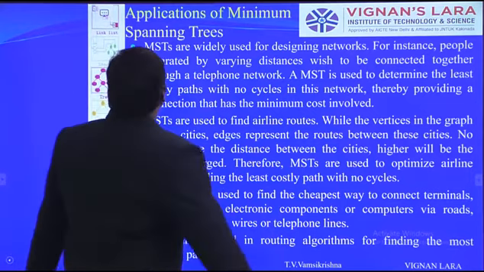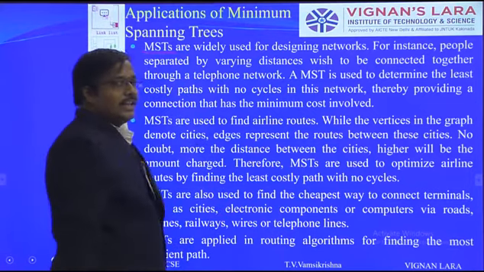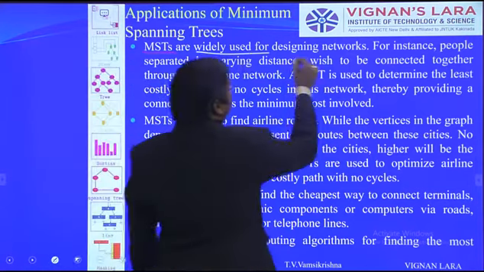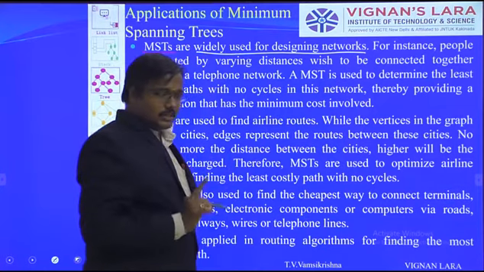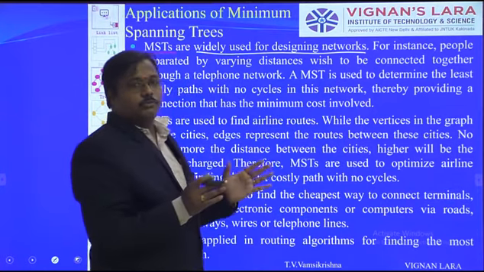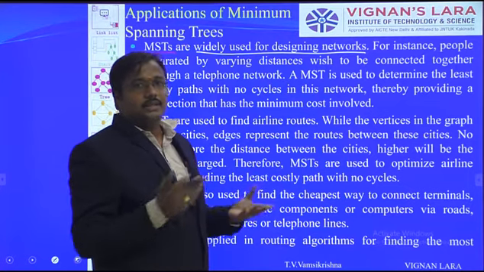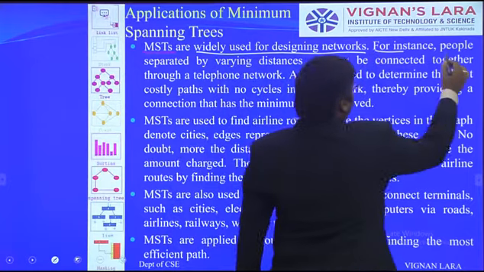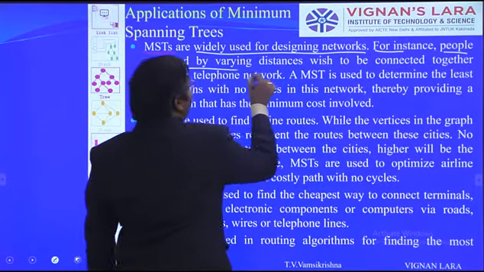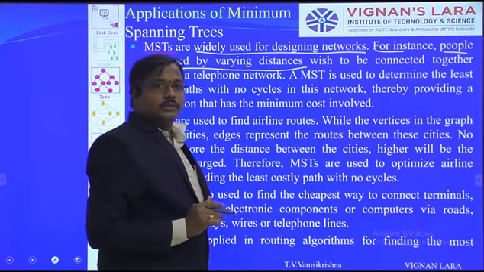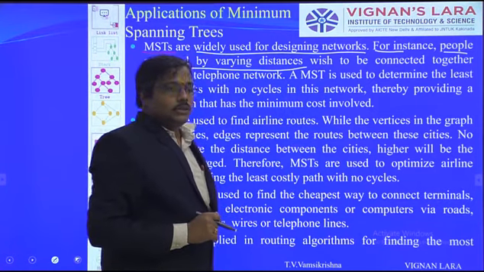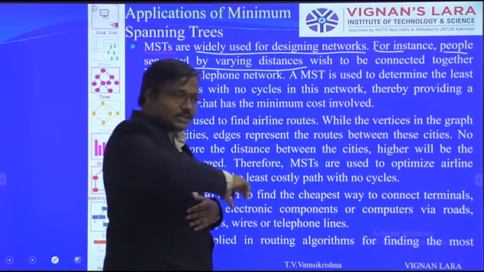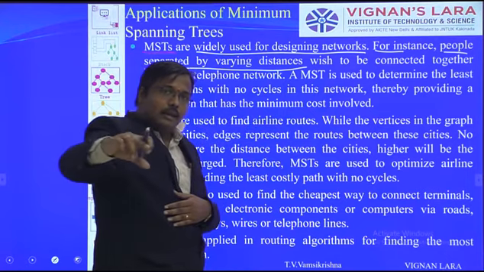Similarly, MST is nothing but minimal spanning tree. The minimal spanning tree is widely used for designing networks. A network is nothing but connecting a set of computers. It is one application. For instance, people are separated by varying distances. Here one system is there, there one system is there, there one system is there. So what is the shortest path you use to connect all these things?